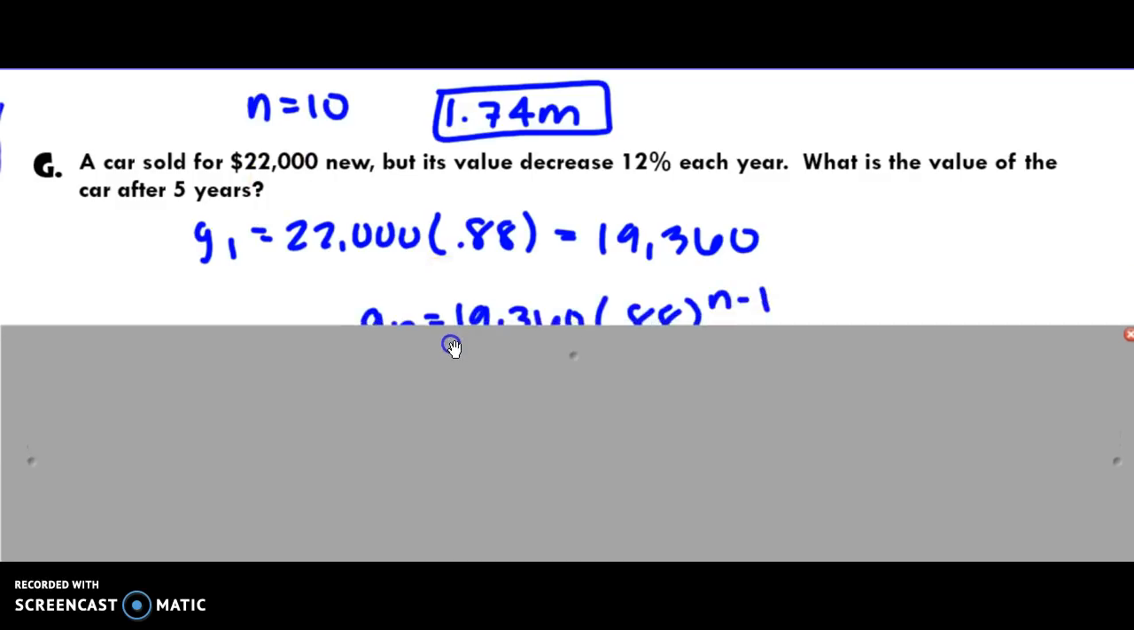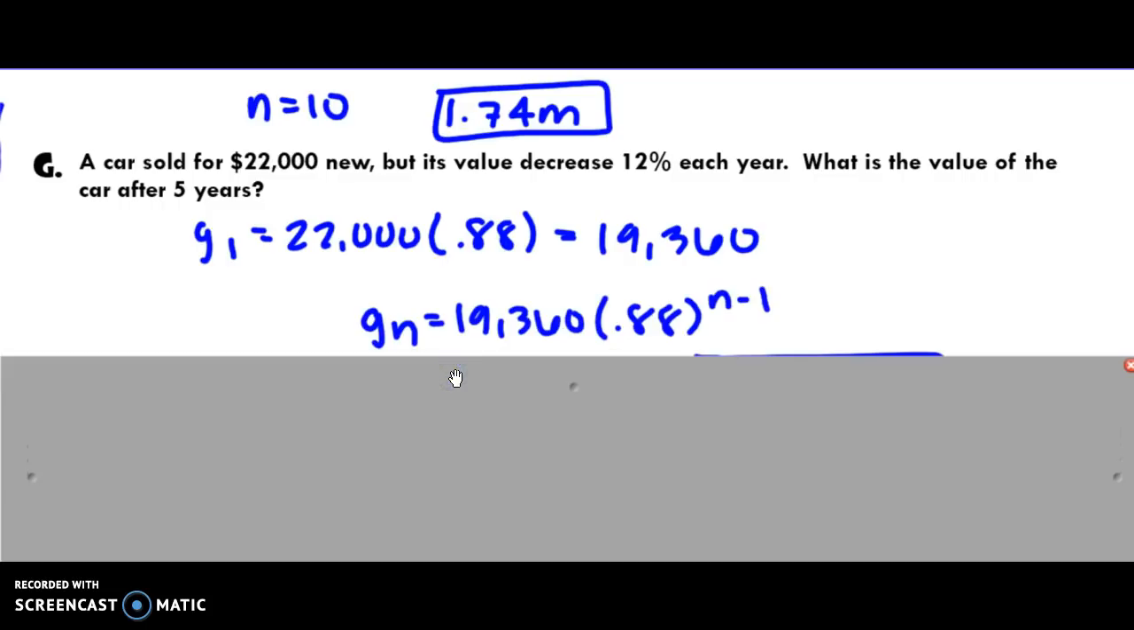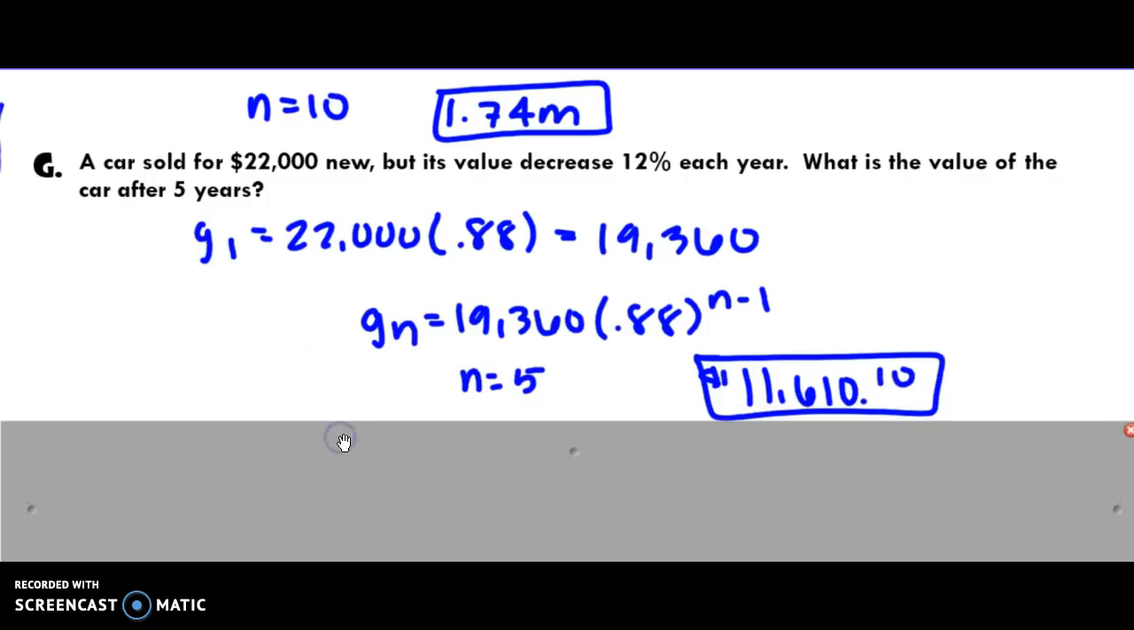So now I can use that in my ratio to find my formula. G sub n equals 19,360 times the quantity 0.88 to the n minus 1. And then to answer the question, after 5 years, I'll plug in 5 for n, and then my car will be worth $11,610.10. So those are your two applications in the exponential chapter. Bring questions to class tomorrow.